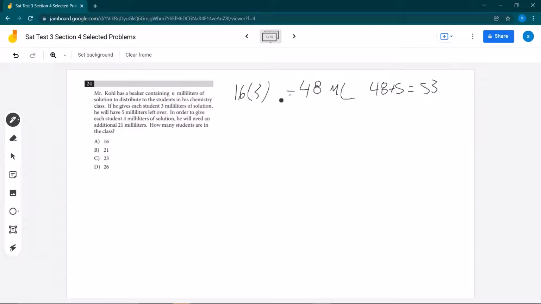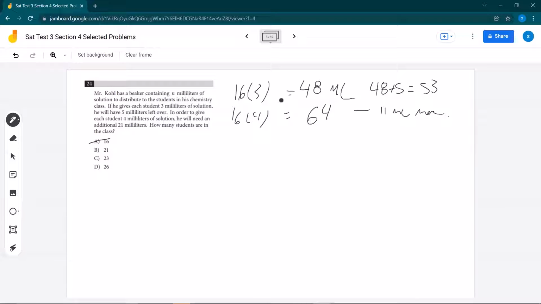That's what satisfies the first part. Now let's see if it satisfies the second part. Now, in order to give each student 4 milliliters of solution, so that's going to be 16 times 4, he will need an additional 21 milliliters. So that's 64, and clearly that's over 53. But what's the difference, right? The difference in this case, well, is 11. So he will need an additional 11 milliliters to give each student 4 milliliters of solution. So clearly that's not satisfying the 21 milliliter condition here. So we can rule out A.